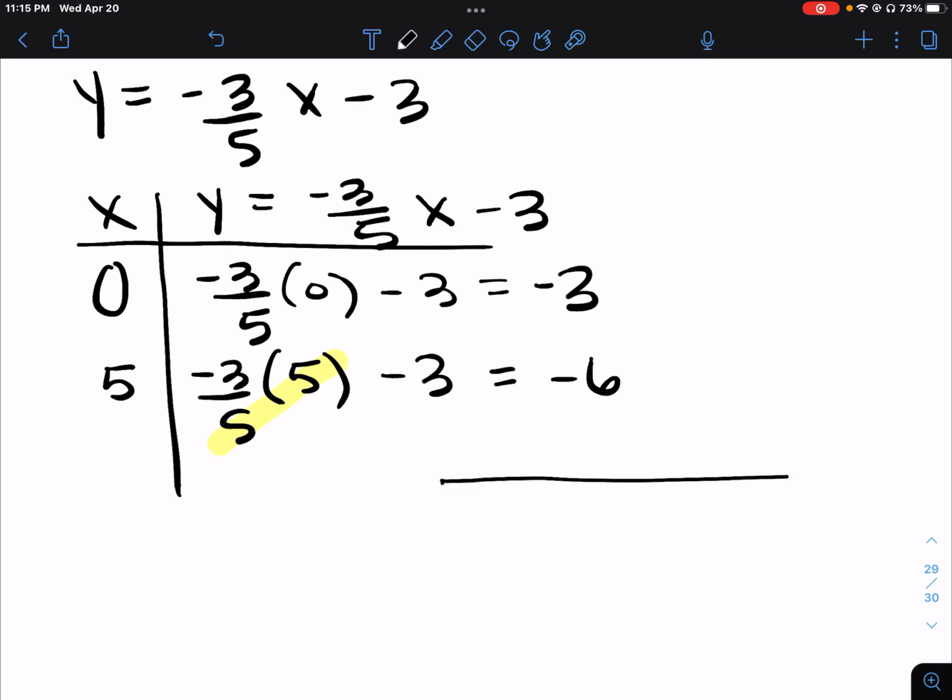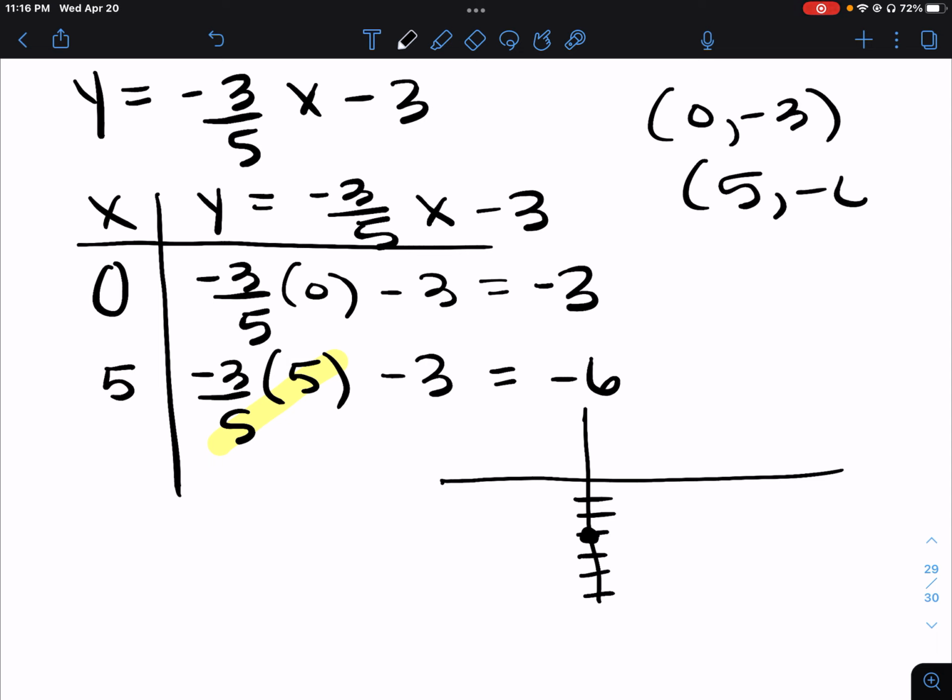So we're going to graph 0, down 3. And 5, minus 6. We've got our 2 points here. Right 5, down 6. And that will be your graph. And that's the end of our review.